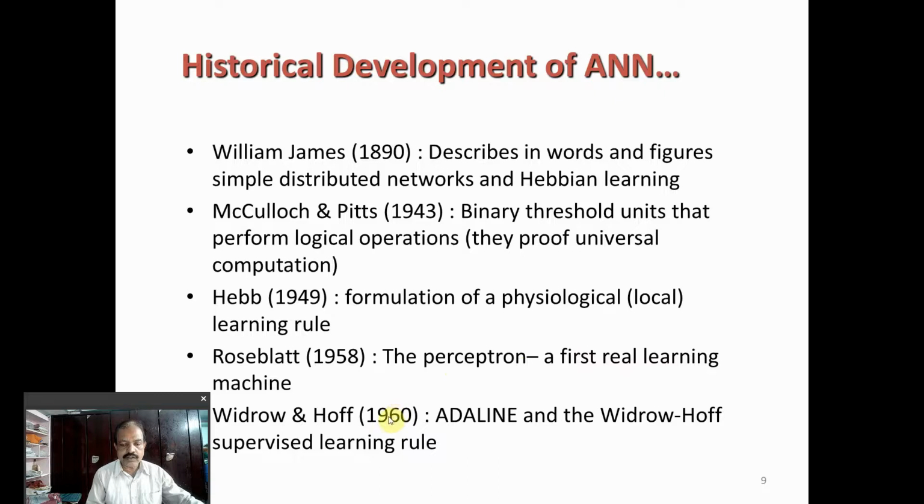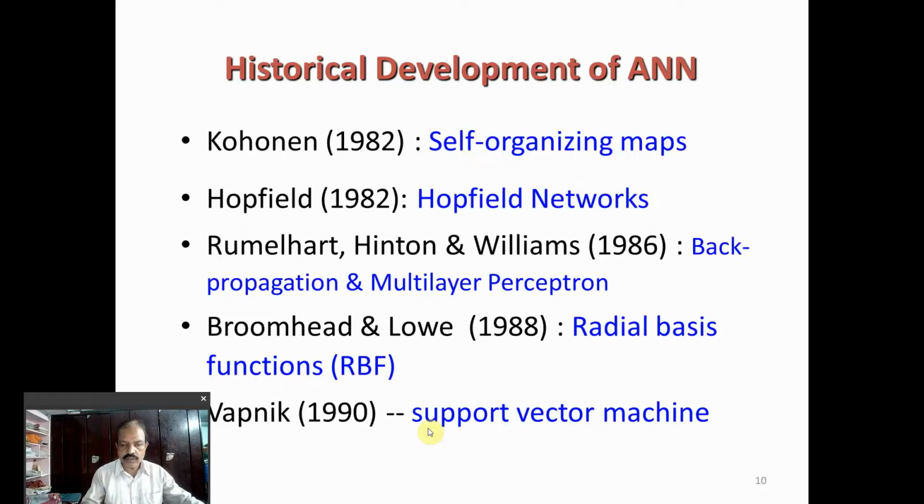Then in 1960, Widrow and Hoff developed the Adaline, or we call it the Widrow-Hoff supervised learning rule. And just after that, we can see the evolutions: Kohonen in 1982 developed the self-organizing maps, and Hopfield in 1982, the Hopfield networks. Then Rumelhart, Hinton and Williams in 1986 proposed the backpropagation in the multilayer perceptron.